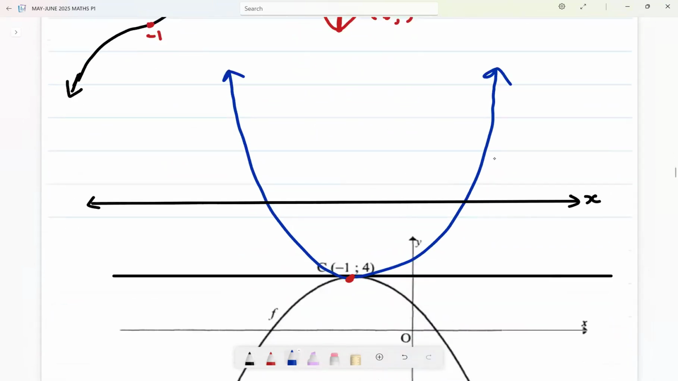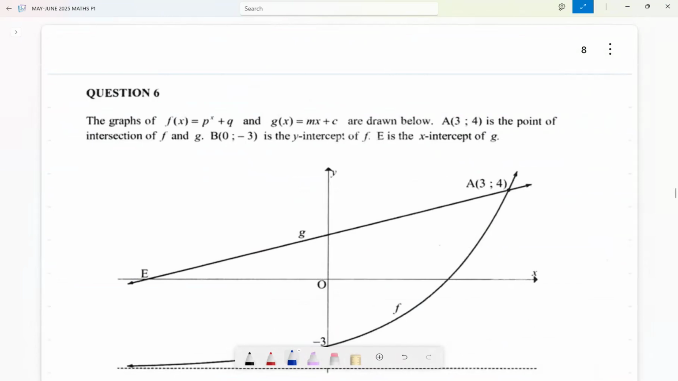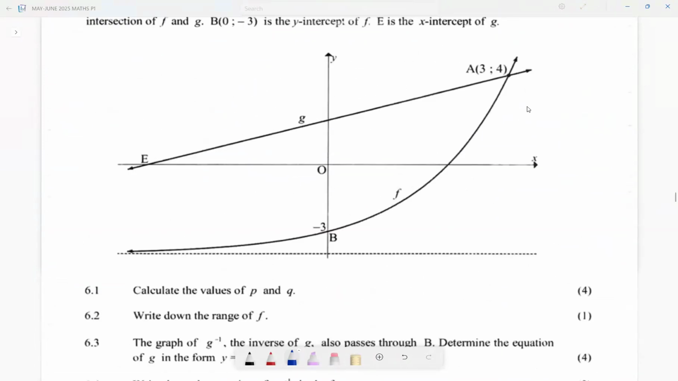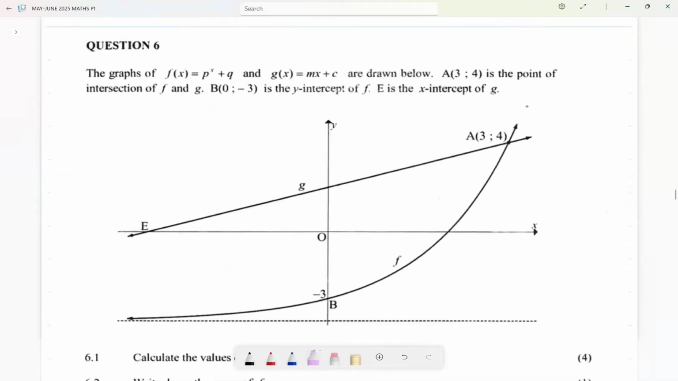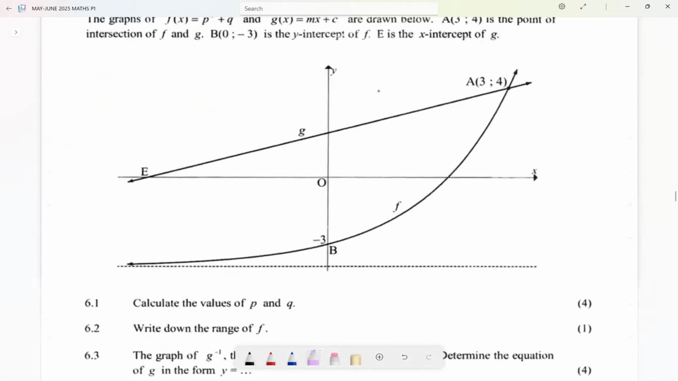So yeah, let's move on to question 6. Question 6, guys. It says f of x is equal to p to the power of x plus q, and g of x is equal to mx plus c are drawn. A is the point of intersection between f and g. B, 0 and negative 3, is the y-intercept of f. E is the x-intercept of g. Okay. Calculate the value of p and q.